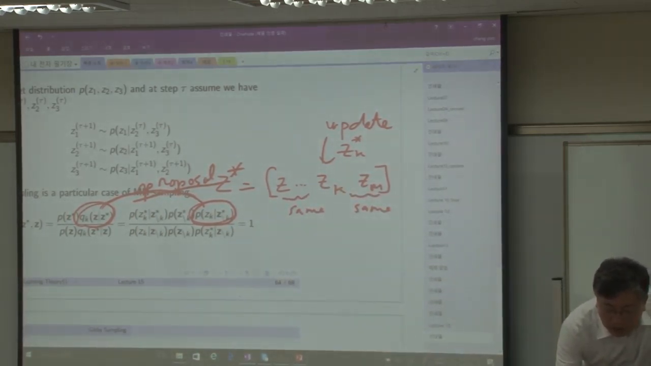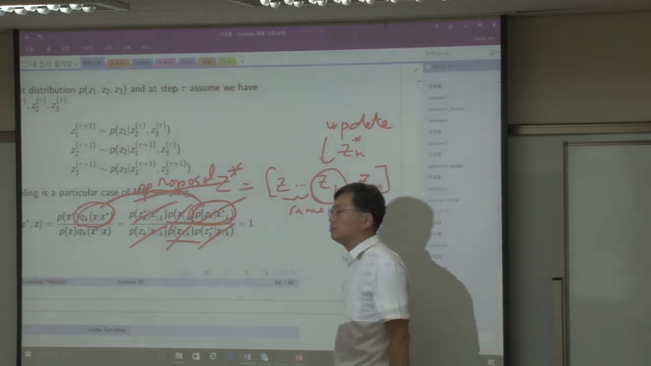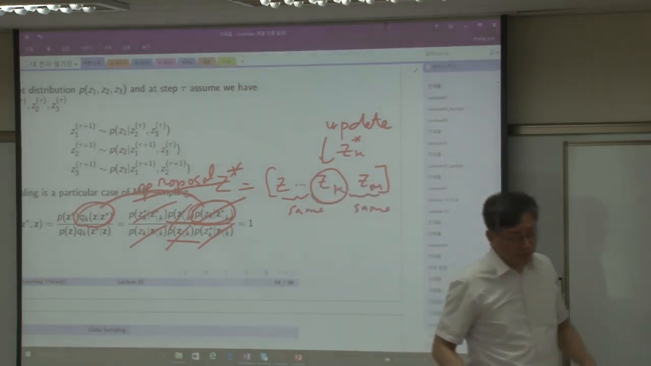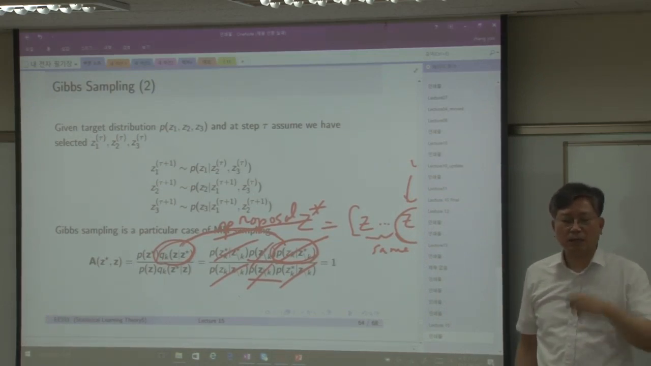Okay, so now we're in business. This probability and this probability are going to be the same, because the only thing that's changing is Z_k. Otherwise, it's all the same, whether it's Z star or Z. So that cancels out with that. This cancels out with that. That cancels out with that. And then you get 1. So you always accept. Okay? So that's Gibbs sampling.